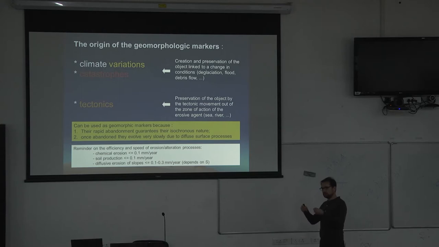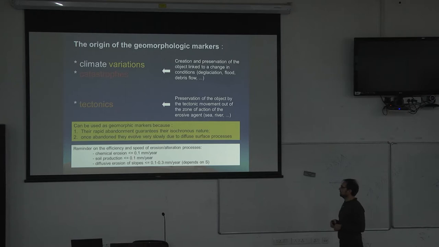And the second point, as I mentioned earlier, once the marker is abandoned, you have to consider that it's evolving very slowly or almost not at all by surface processes. Because if surface processes are degrading or modifying your surface, then it will modify the signal associated with the tectonic deformation. The good thing is that in many places, in particular in arid, semi-arid places, the surface processes associated with hillslope processes, in particular when the surface is relatively flat, are slow. Chemical erosion is of the order of a fraction of a millimeter per year, probably less than 0.1. Soil production and soil evolution, same. Probably less than 0.1 millimeter.